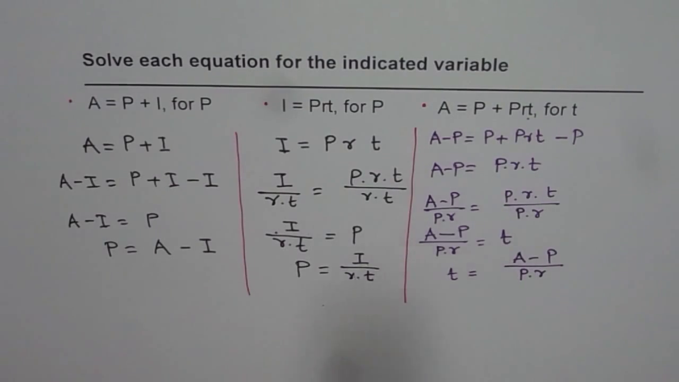So normally when we are isolating, we are doing reverse operations. Even the order of operations is reversed. So first you do addition and subtraction, and then you do multiplication and division to isolate your variable.